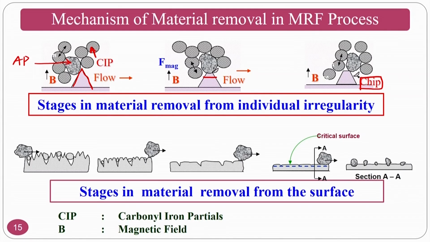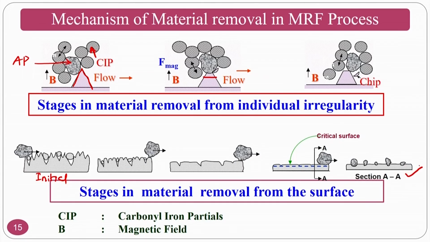and the sheared peak goes off as a chip. That's how the finishing action takes place in a ductile material. If you see in a gross spectrum, this is the initial surface or initial Ra. As you go on, it gradually shears off the peaks and gives a good surface.